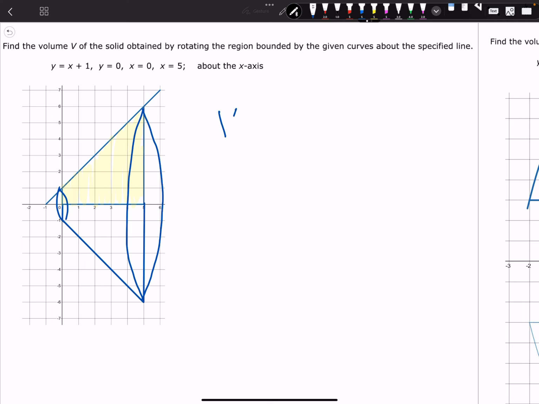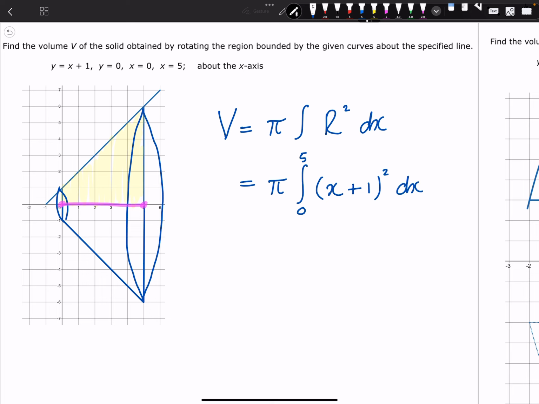All right, so for this problem, I will be using the disk method. Volume is equal to pi times the integral of our radius squared dx. And so for our problem specifically, that will be pi times the integral. Note here the domain for my region goes from 0 to 5, and so that's where the bounds on my integral come from. And then the radius that's being rotated here is the line x plus 1, quantity squared dx. All right, that's all there is to it.